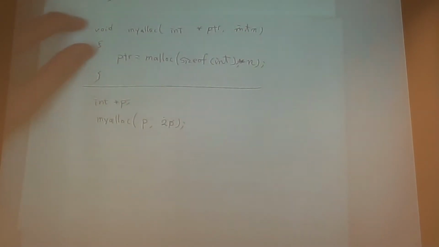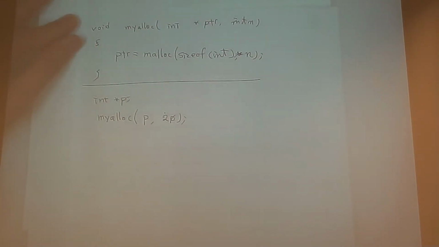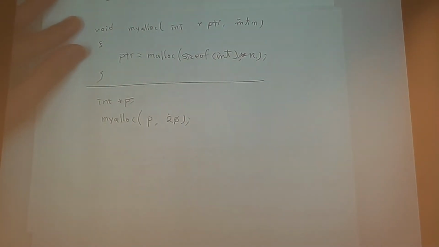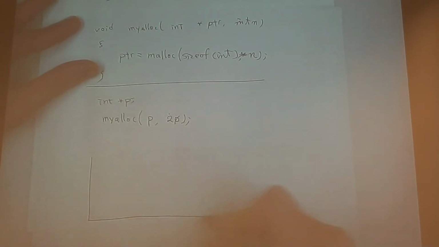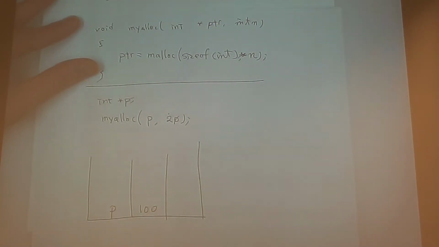Whenever you have a question like this, the first line of defense or offense is to draw the code stack, to draw the memory. So p, its address is 100. Current value: garbage.